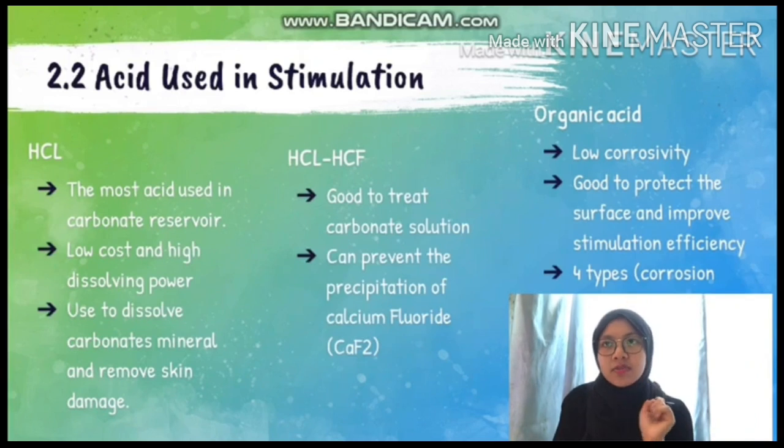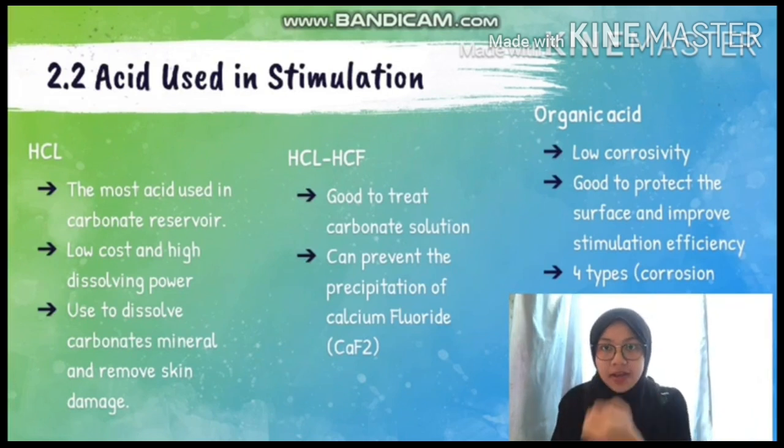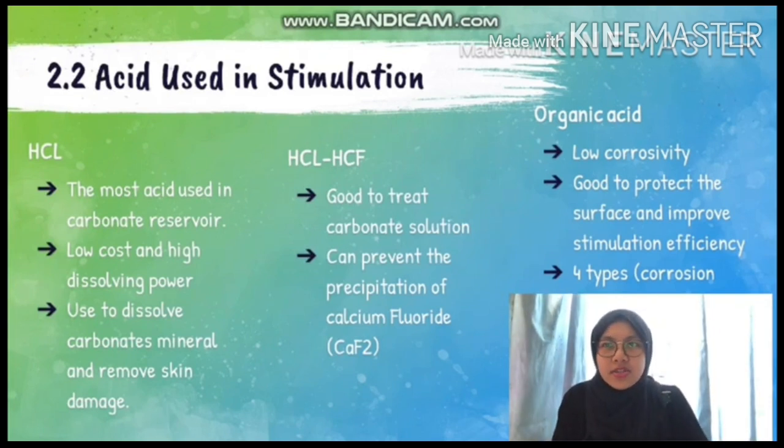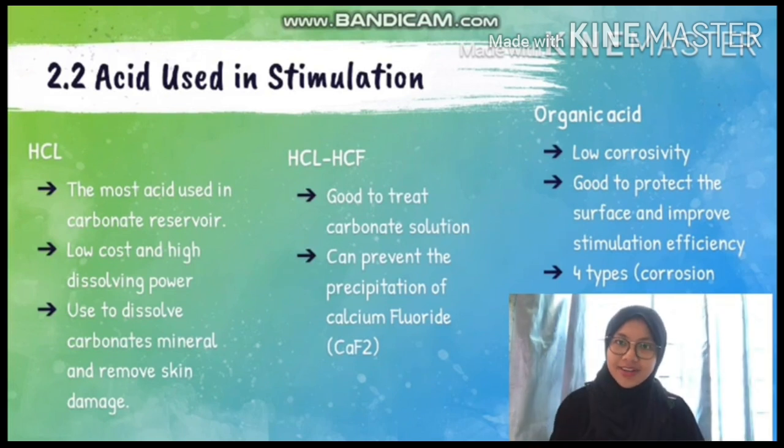In the organic acid, we got 4 types. The first one is corrosion inhibitor, the tension active, iron control, and organic acid. The first type, corrosion inhibitor, is to protect the drill pipe. The second one, the tension active, is to reduce the surface tension and enhance the acid-rock reaction. The third one is iron control, to prevent iron from corrosion and precipitating to form a surface. And the last one is organic acid addition, which forms a relatively low permeability filter cake in the carbonate reservoir.